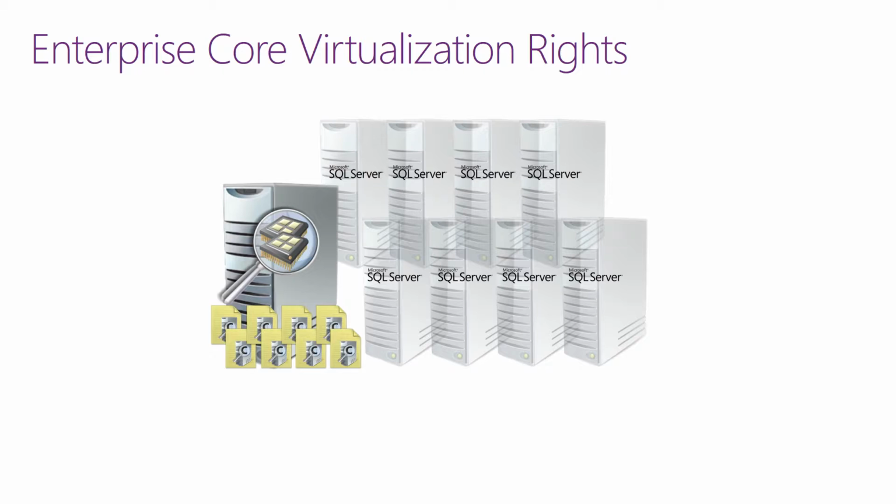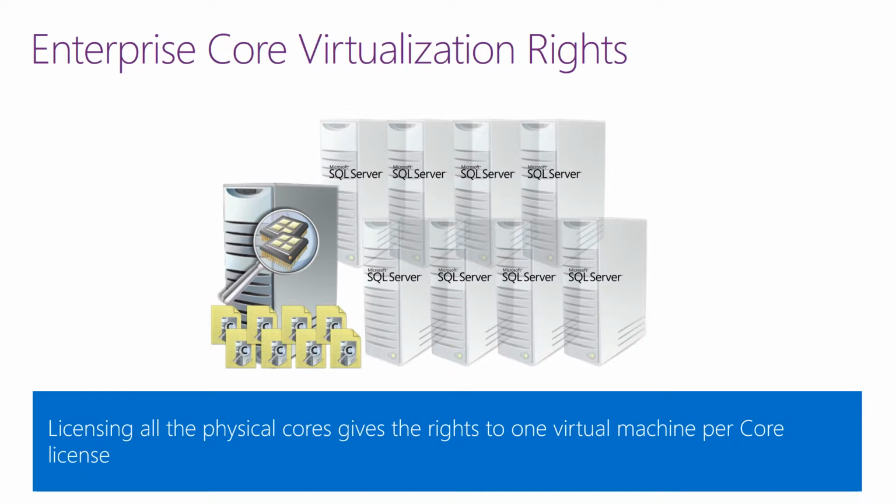Your next question may be, what if I wanted to run 10 virtual machines? Well, you're allowed to stack the licenses, and stacking means just assigning more licenses to the physical server on the left. So I'd buy 10 core licenses, and that would give me the rights to run those additional virtual machines. So this is, as I say, a special rule for SQL Server 2016 Enterprise Core licenses, and if you license all the physical cores, you get rights to 1 virtual machine per core license.